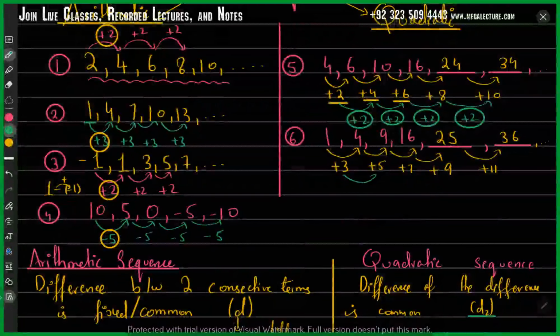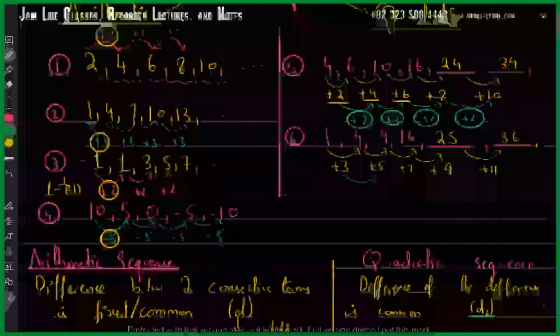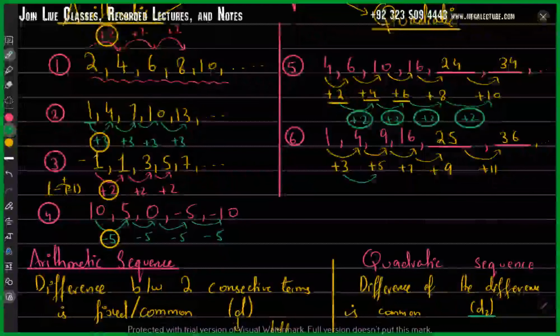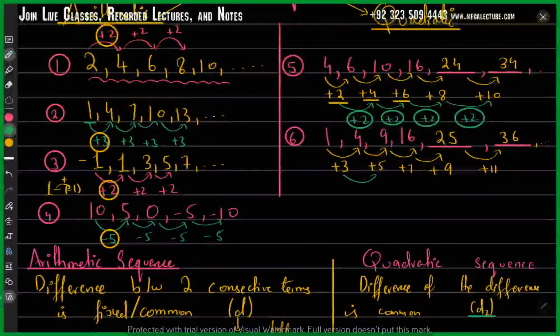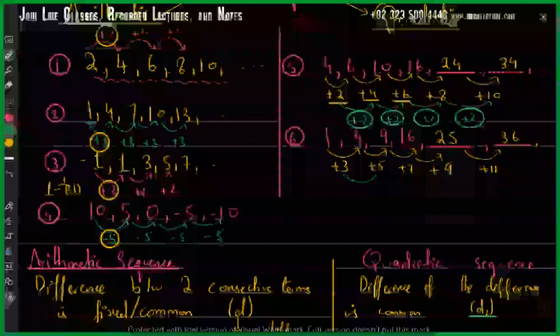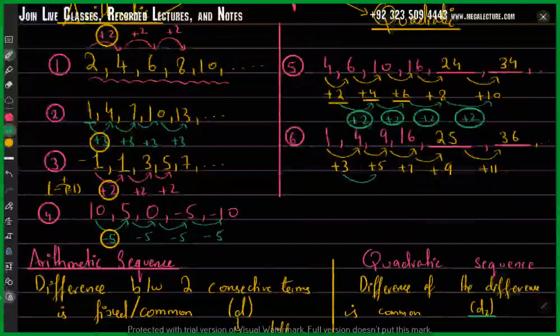Okay. Next, I need to find the second difference, that is positive 2, again positive 2, again positive 2, and again positive 2. So positive 2, positive 2, positive 2, positive 2. What does that imply? This means that the difference of difference is fixed and D2 is again positive 2, and this is a quadratic sequence. Any confusions with this? Please tell me.